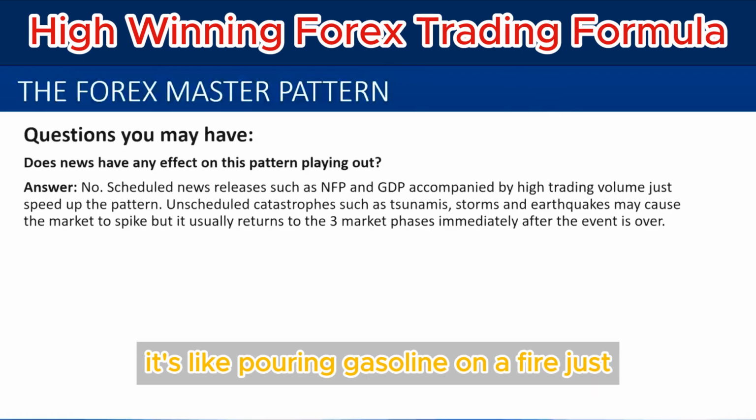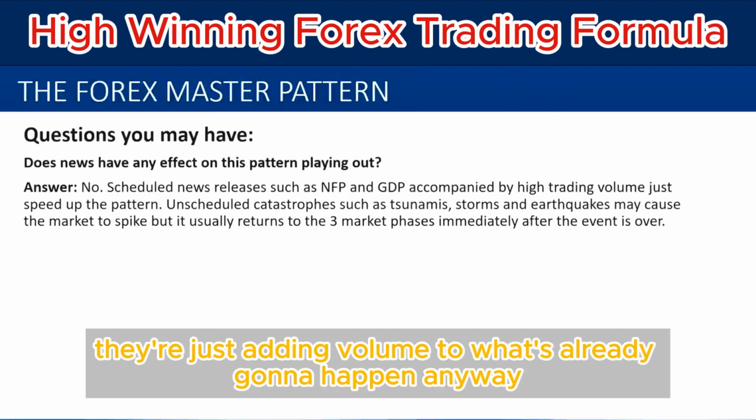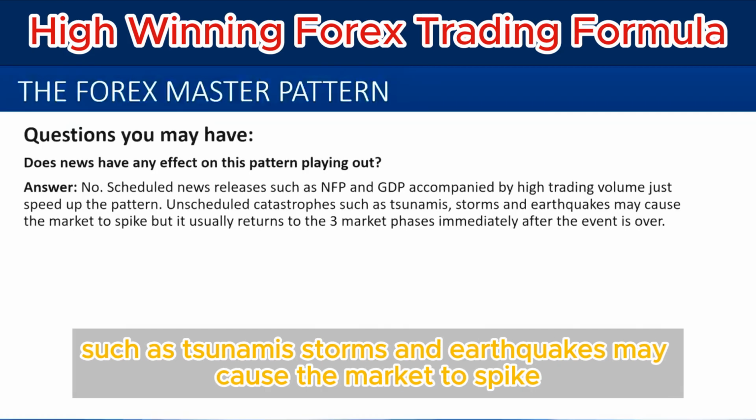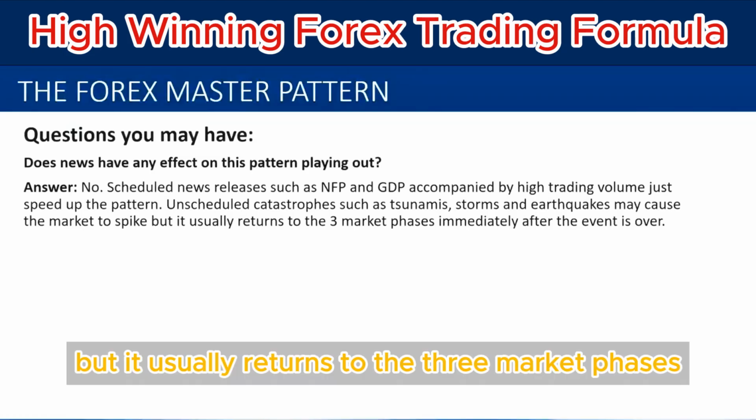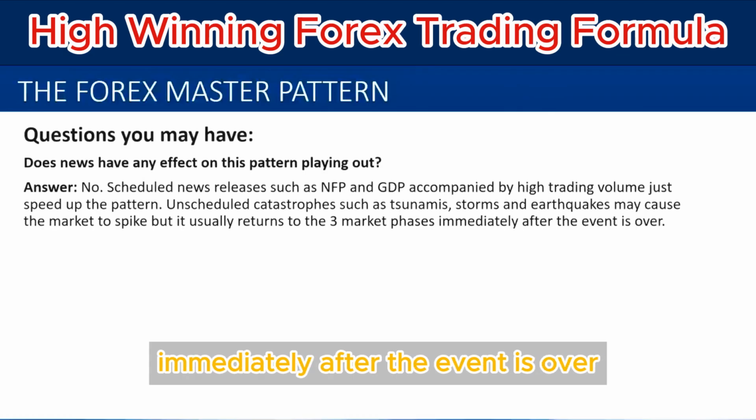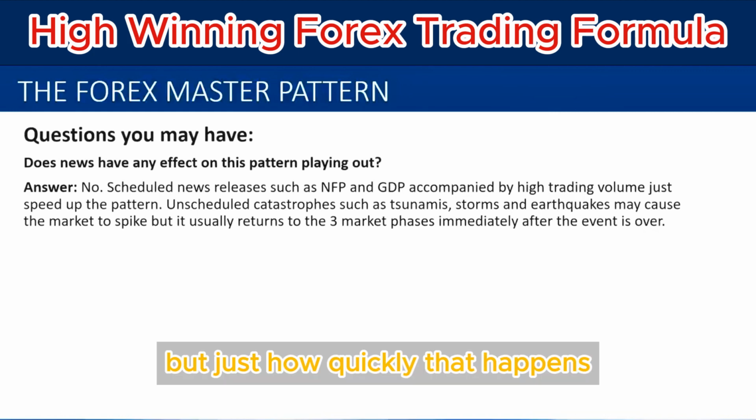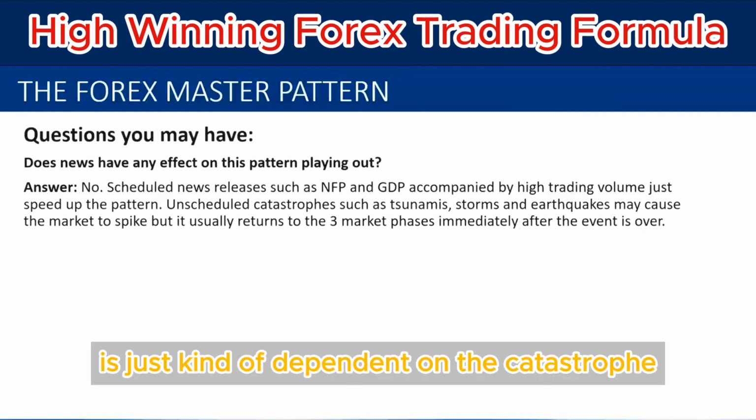It's like pouring gasoline on a fire. They're just adding volume to what's already going to happen anyway. The only difference to this is unscheduled catastrophes such as tsunamis, storms, and earthquakes may cause the market to spike, but it usually returns to the three market phases immediately after the event is over. It will always return to them, but just how quickly that happens is kind of dependent on the catastrophe.